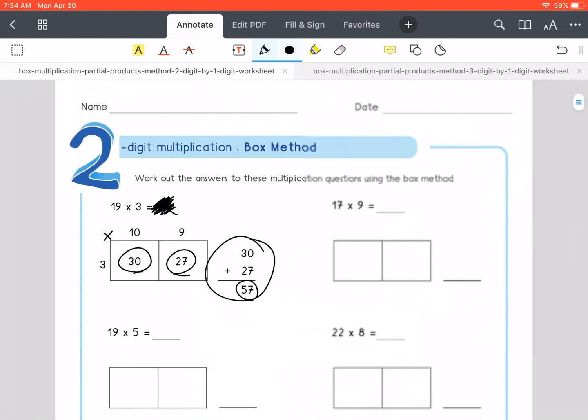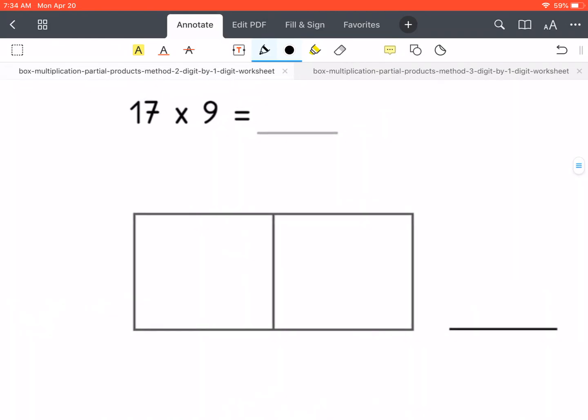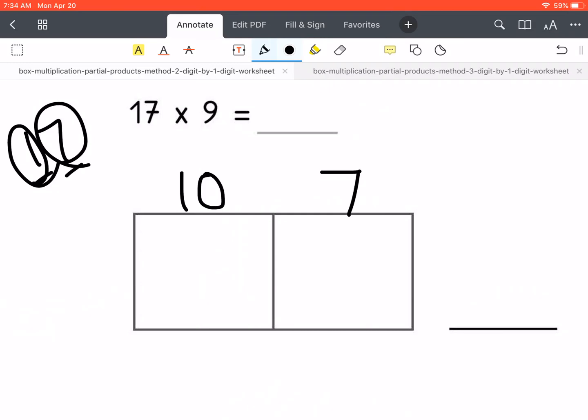Now let's go ahead and do one of these together. 17 times 9. What's the first step? First step, I need to split up 17 into its digit values. So the value of the digit number 1, it's in the tens place. So that's going to be 10. The value of this 7 is 7. It's being multiplied by 9, so I'm going to write 9 on the side.